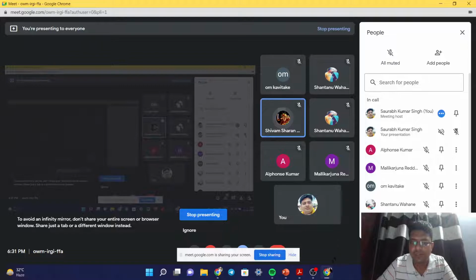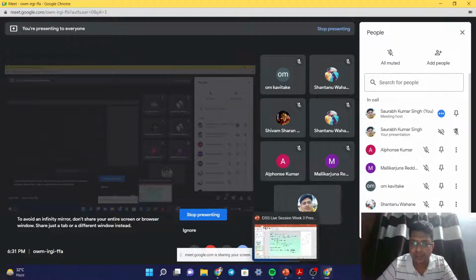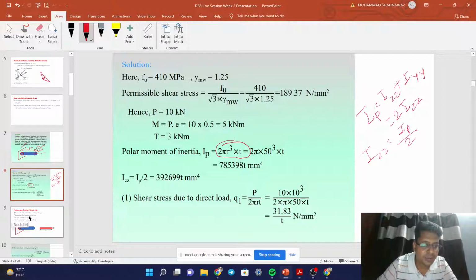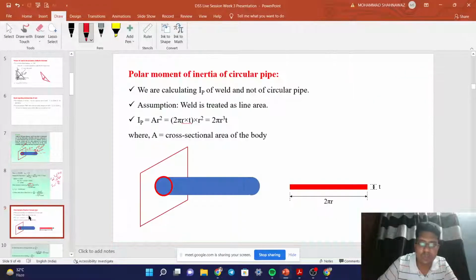Please explain, sir. Okay, I have prepared one more slide for this. See, actually when we studied welded connections, there is one assumption we keep in our mind: the weld is taken as a line area. This weld we are talking about, we treat it as a line area.